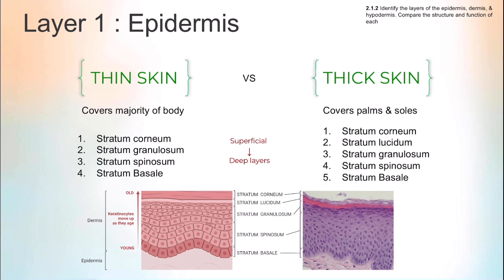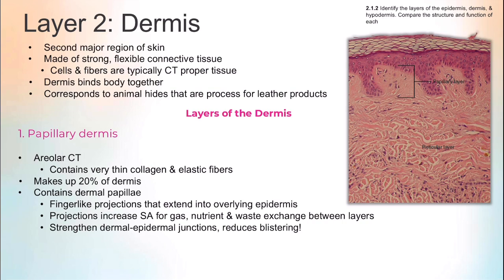But some people like to memorize it as superficial to deep for their mnemonic, whereas other ones like to go from the deepest layers to the most superficial. Just be aware that stratum basal is your deepest layer. It sits right on top of the dermis, while our horn layer or our corneum layer is going to be up on the surface. All right, so moving into layer two, this is the dermis.